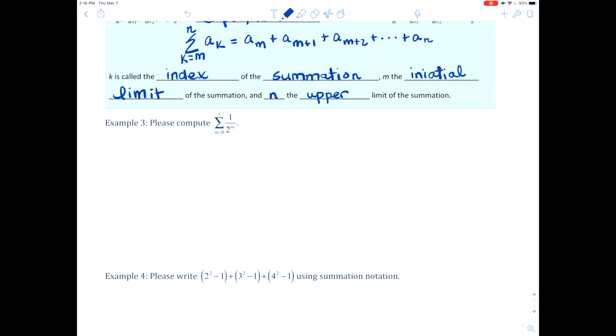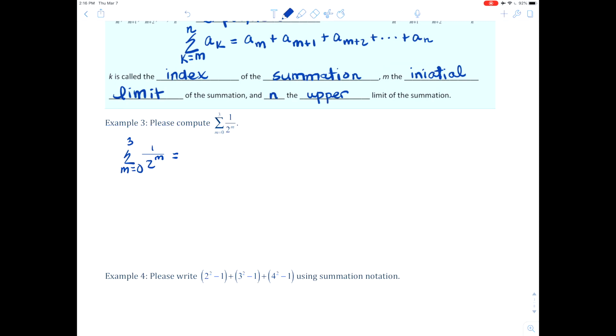All right, well, let's check out this one. Again, using m's, which of course I'm having trouble saying today. So here we go. Please compute the summation from m equals 0 to 3 of 1 over 2 to the m. All right, so let's do it. The summation from m equals 0 to 3 of 1 over 2 to the m equals, well, let's look at the expanded form.